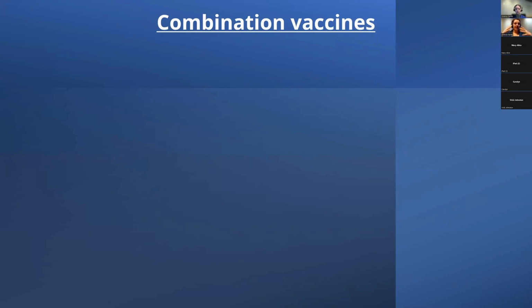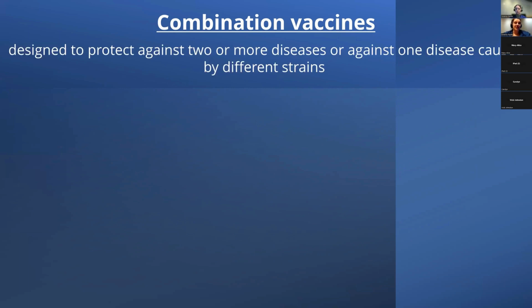Now, sometimes when we get vaccines, they're for one specific thing. So the COVID-19 vaccine was just for COVID-19, but that's not always the case. Combination vaccines are actually designed to protect against 2 or more diseases, or one disease that's caused by different strains. And so what's really, really interesting is that your body is capable of fighting off and learning how to fight off multiple diseases with just one vaccine.